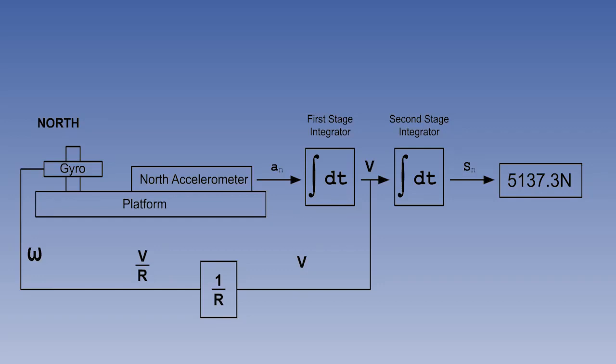This lesson is on inertial navigation system errors. Firstly, we need to remind ourselves how the information flows in the INS in order to work out what the sources of error will be.